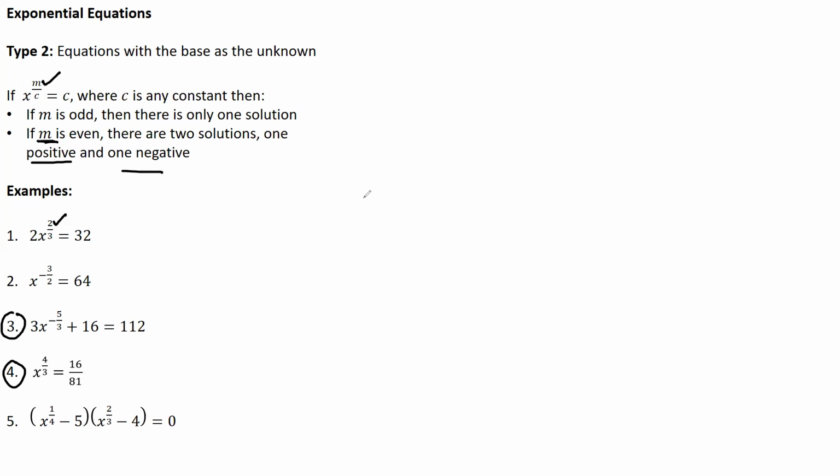We should be done. Let's try it. Number 3: 3x to the power negative 5 over 3 plus 16 should be 112. We're looking for x. It's possible that you can take the 16 to the other side, so it's 112 minus 16, which gives you 96. Then 3x to the power negative 5 over 3. It's also possible that you can divide everything by 3.